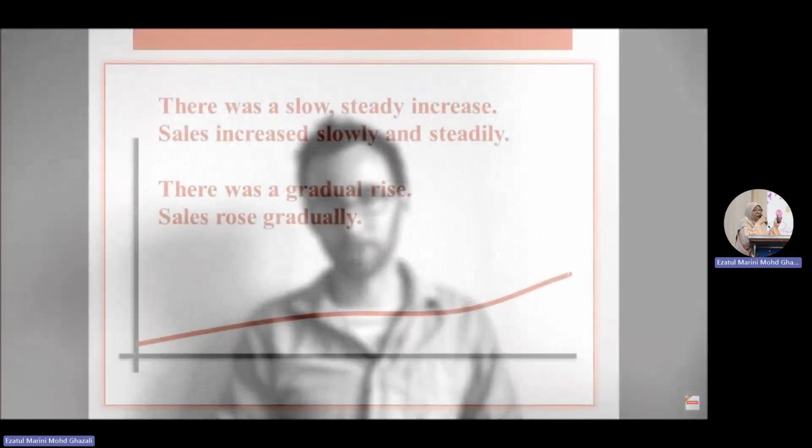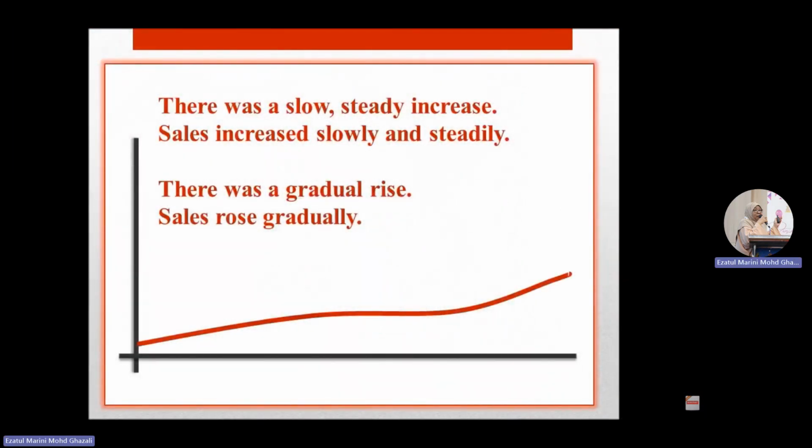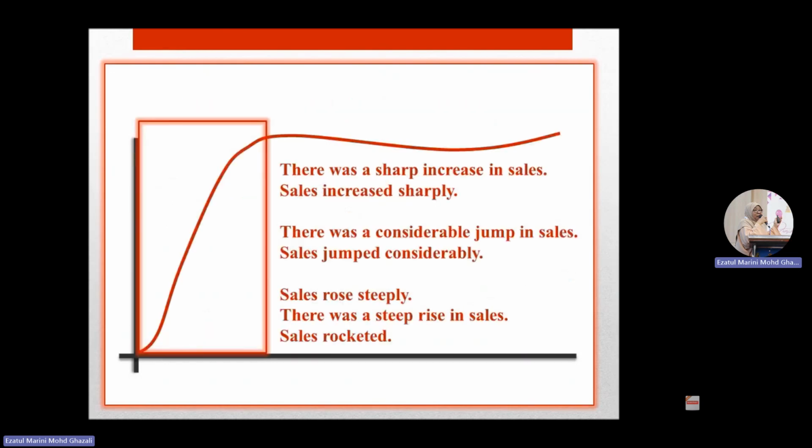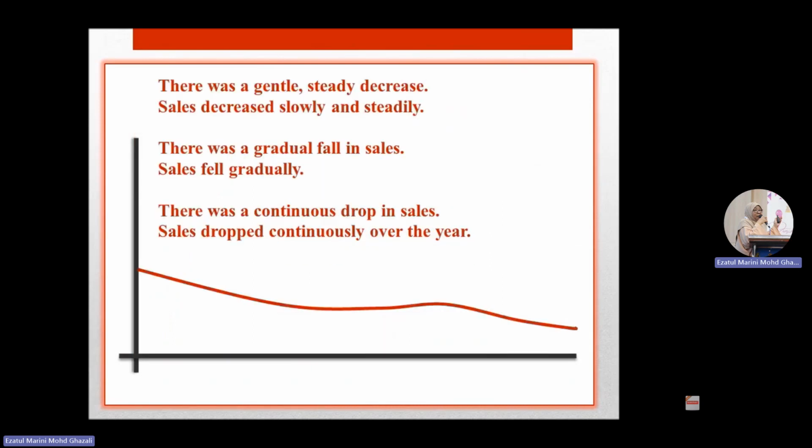Let's look at some examples. There was a slow and steady increase. Sales increased slowly and steadily. There was a gradual rise. Sales rose gradually. There was a sharp increase in sales. Sales increased sharply. There was a considerable jump in sales. Sales jumped considerably. Sales rose steeply. There was a steep rise in sales. Sales rocketed. There was a gentle, steady decrease. Sales decreased slowly and steadily. There was a gradual fall in sales. Sales fell gradually.